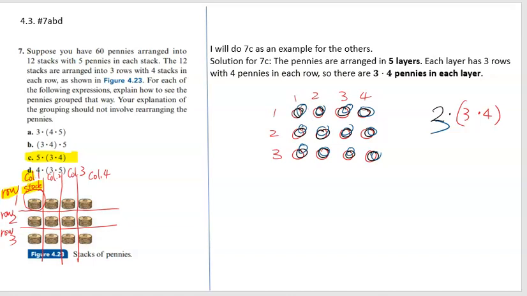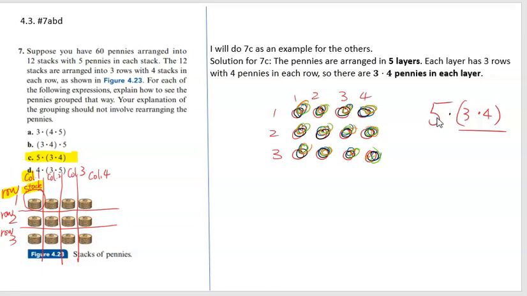And then we have the 4th layer, another 3 times 4. And then finally the 5th layer, another 3 times 4. So that's altogether 5 layers, and each layer has 3 times 4 pennies. So this is how this person counted.